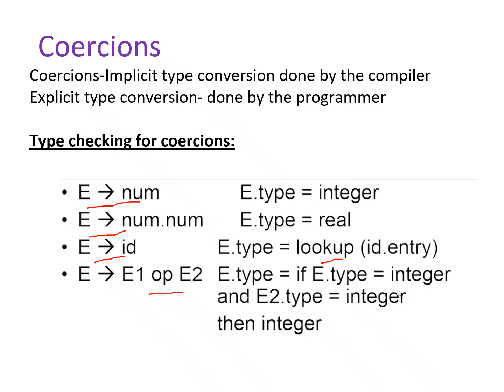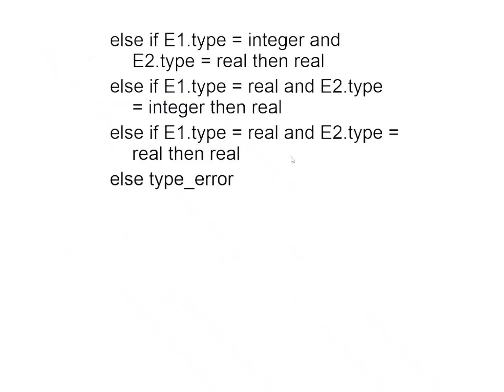Else, if e1.type is found to be float as well as e2.type is also float, you are performing some operations with e1 and e2. Ultimately, your answer will also be a float, that e.type will be a floating one. Or else, if e1.type is real and e2.type is real, then your output is also real. There are no issues over here.